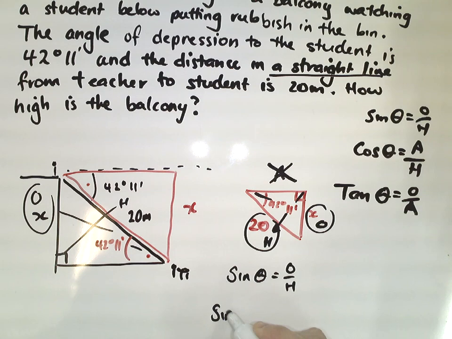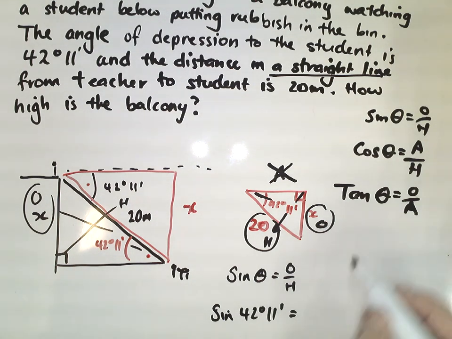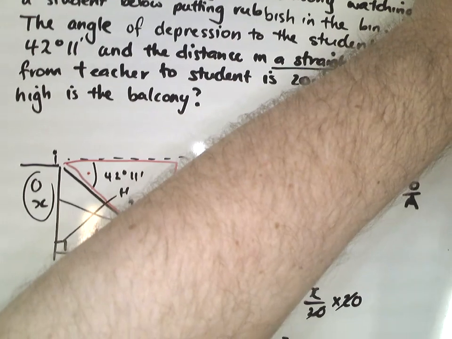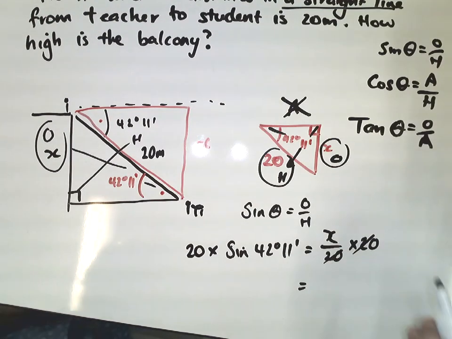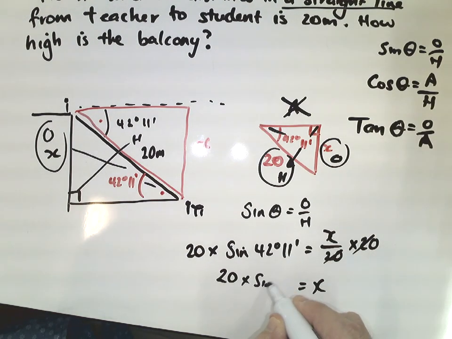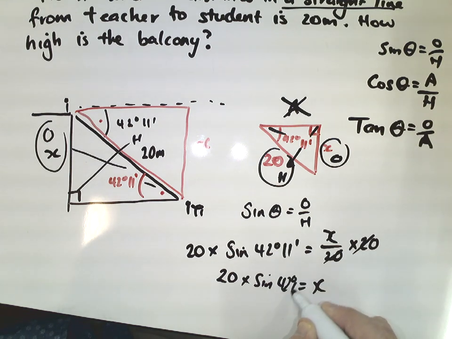So sine, now our angle in this is 42 degrees and 11 minutes. Our opposite side is X, and our hypotenuse is 20. If we have a look here, once again, it's where we have our letter on the top of our fraction. So I'm simply going to times through by 20 on both sides, and that is going to tell me that X is equal to 20 times sine 42 degrees and 11 minutes.